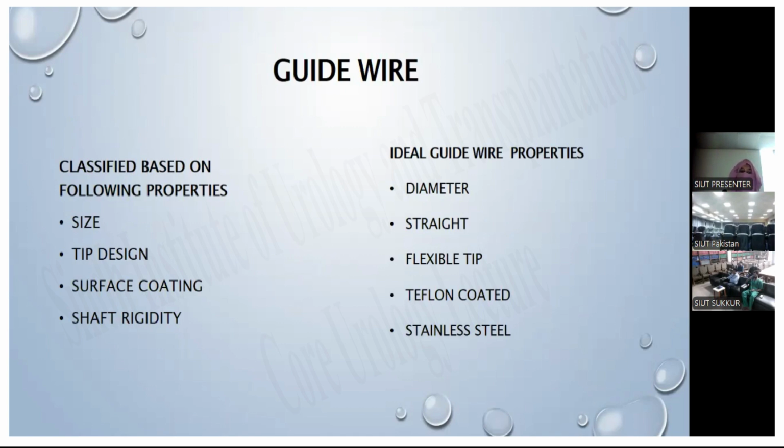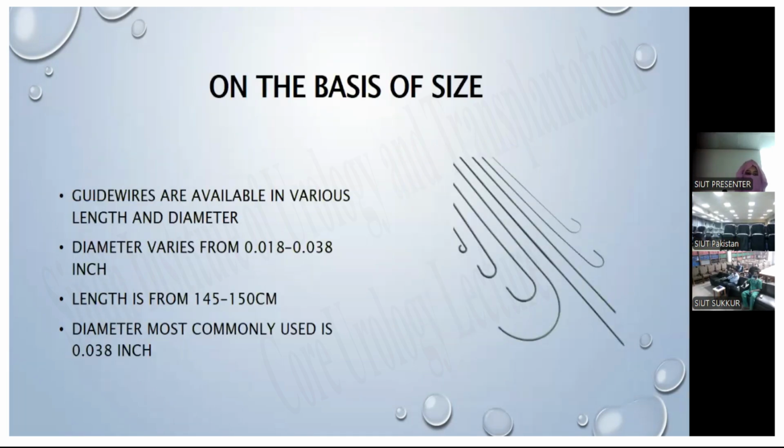Guide wires are classified based on the following properties: size, tip design, surface coating, shaft rigidity. An ideal guide wire should have a certain diameter. It should be straight, with a flexible tip, and Teflon coated stainless steel. Almost everyone must know the indications of use of guide wire during endourological procedures. Mostly we go with guide wire first, and if there is need or difficult negotiation, then we use glide wire. On the basis of size, guide wires are available in various lengths and diameters.